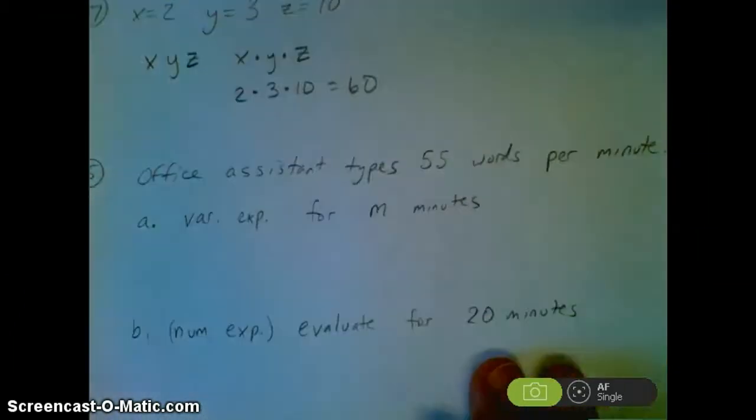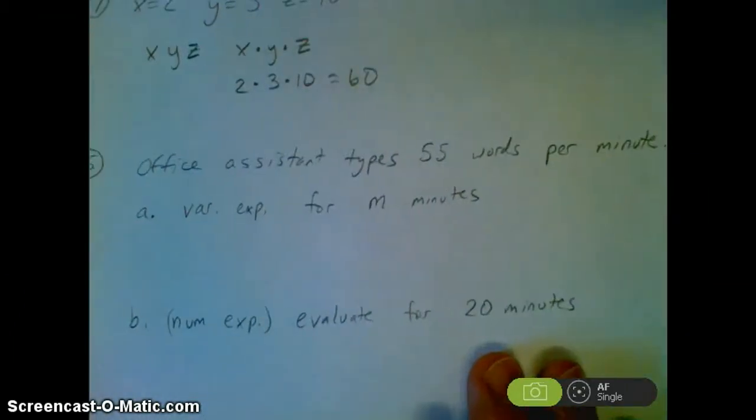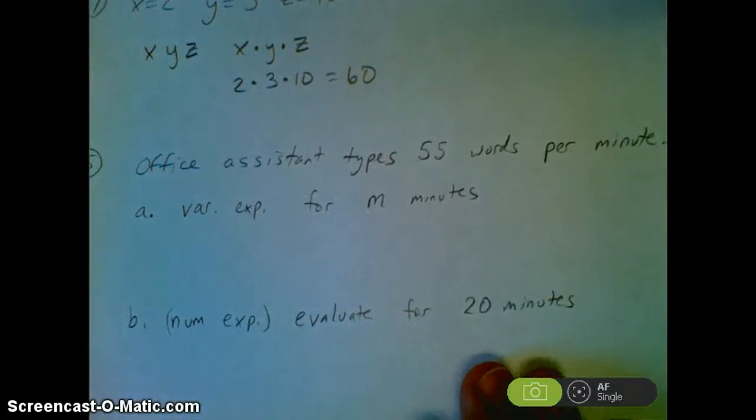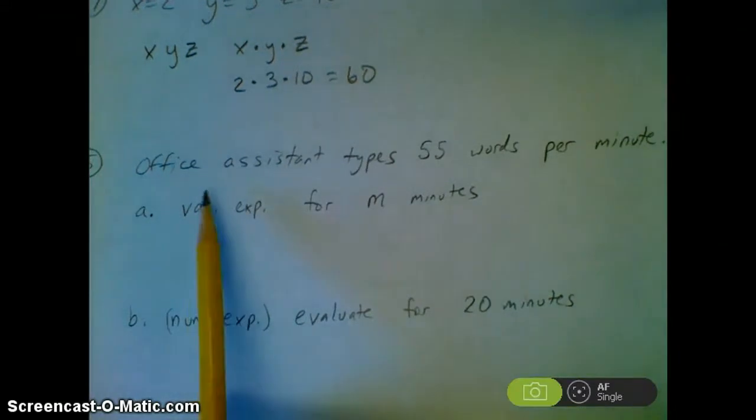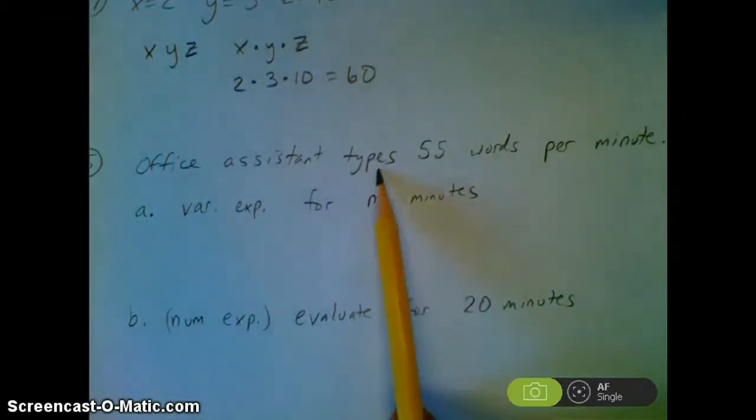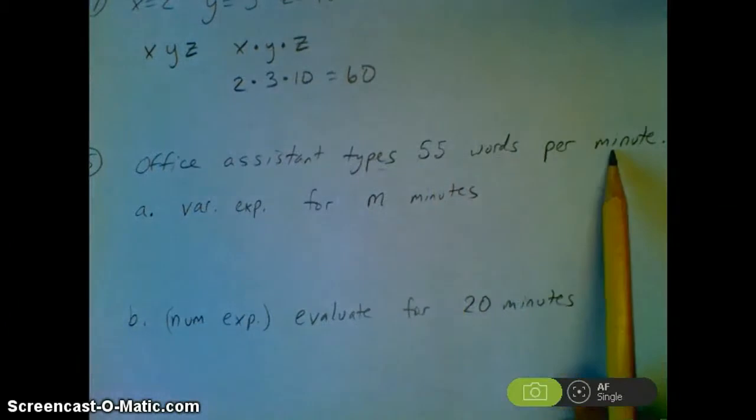I'm going to do number 15. You may want to pause this and then read it and then come back to the help here. But we've got an office assistant who types 55 words per minute. So every minute she's typing 55 words.